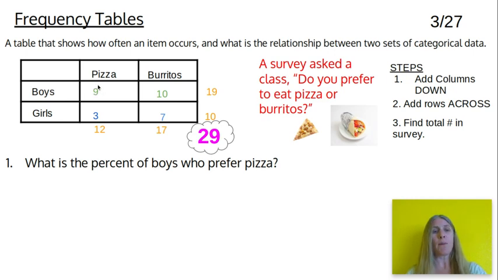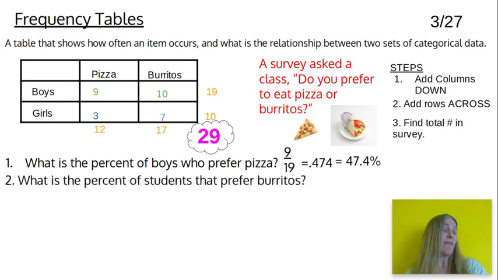So the question is, how many boys like pizza? And it was 9. And we're talking about percent of boys only. So I'm going to look at this number over here because there were 19 boys. So 9 out of 19 boys preferred pizza. We're now going to go ahead and turn that into a percentage. So 9 divided by 19 is 0.474. We move our decimal point 2 to the right to turn it into our percentage, which is 47.4% of boys preferred pizza.